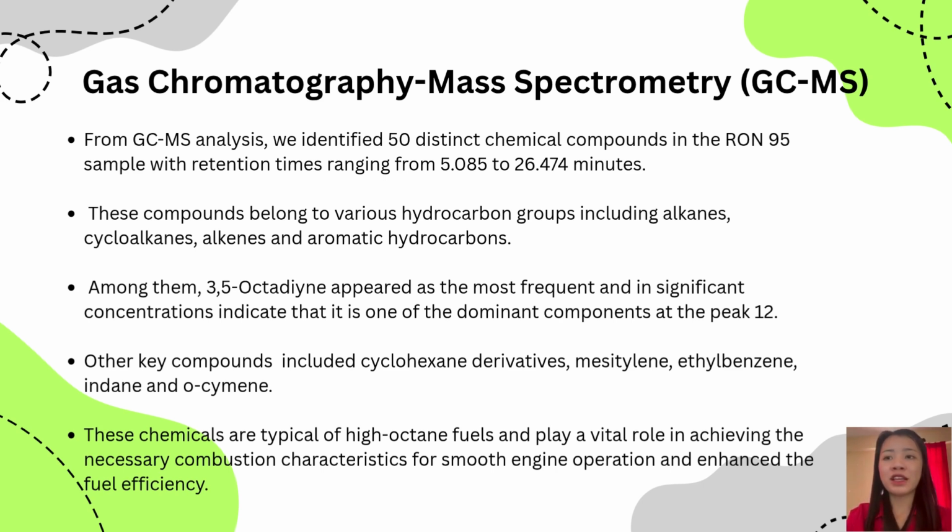Among them, 3,5-octadiene appears as the most frequent, and its significant concentration indicates that it is one of the dominant compounds at peak 12. Other key compounds include cyclohexane derivative, mesitylene, ethylbenzene, indane, and others. These chemicals are typical of high-octane fuel and play a vital role in achieving the necessary combustion characteristics for smooth engine operation and enhanced fuel efficiency.